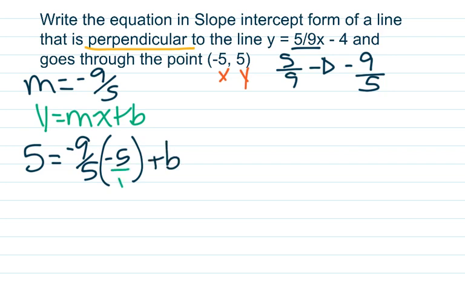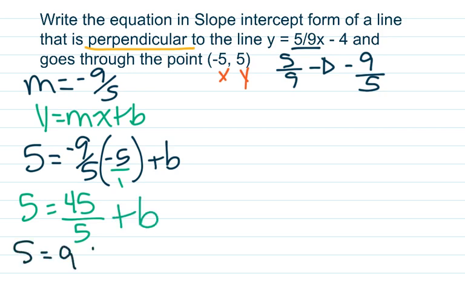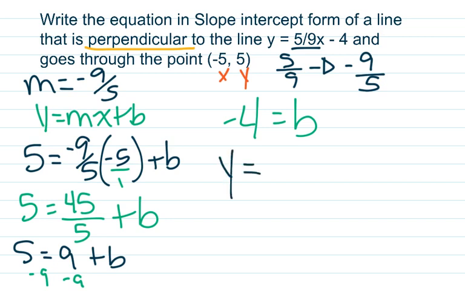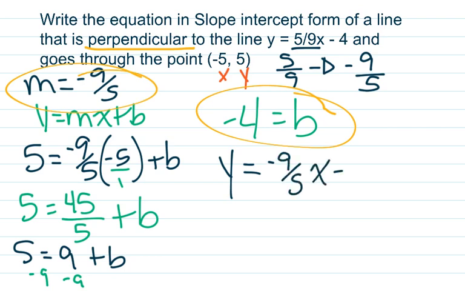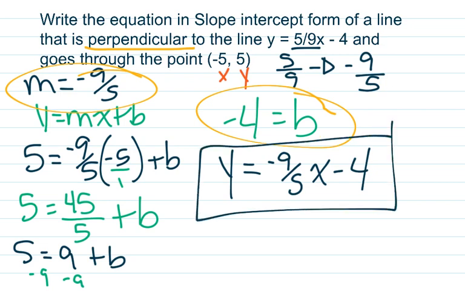Put this over 1 and we get 5 equals -9 times -5 is 45 over 5 times 1, which is 5, plus b. Simplify that fraction. 45 divided by 5 is 9 plus b. Subtract 9 from both sides and we get -4 equals b. So now we have y equals, we have our b, which is right here, and our slope, which is right there. So we get y equals -9/5 x minus 4. And that's our line that is perpendicular.